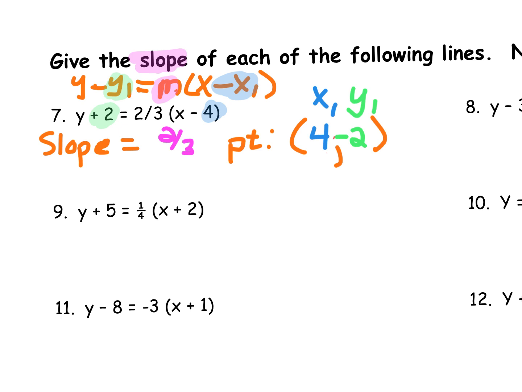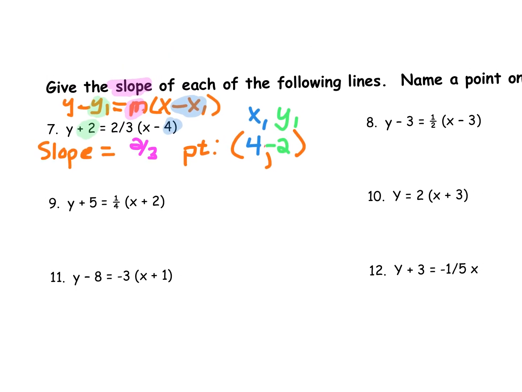So if you typed that into your class kick correctly, parentheses, 4, -2, you should see that it turns green. So for numbers 7, 8 through 12, you're just identifying the point and the slope, and it's giving that to you. So I'm going to shut up for a minute.